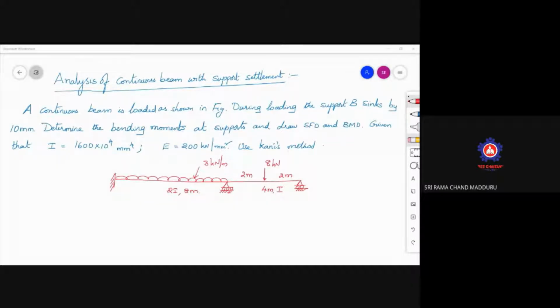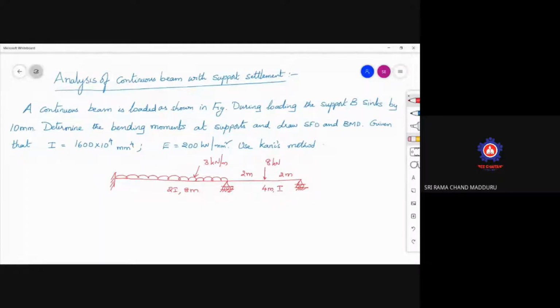Okay, good morning to one and all. Now in today's class we will see how to calculate the fixed end moments as well as the final end moments of a continuous beam with support settlement. And further we will see how to draw the shear force diagram as well as the bending moment diagram.